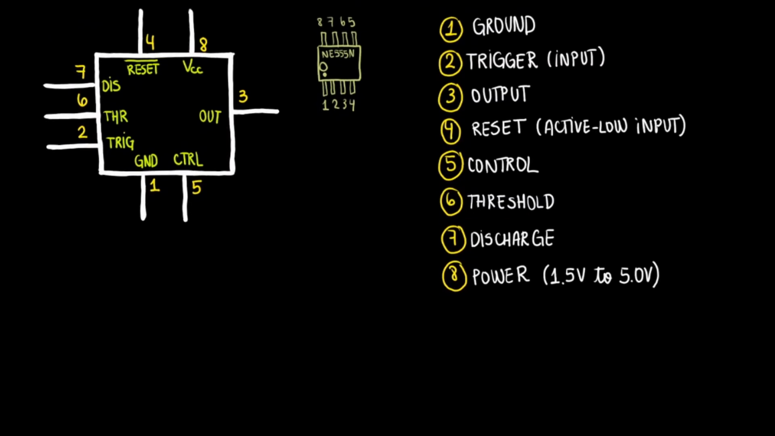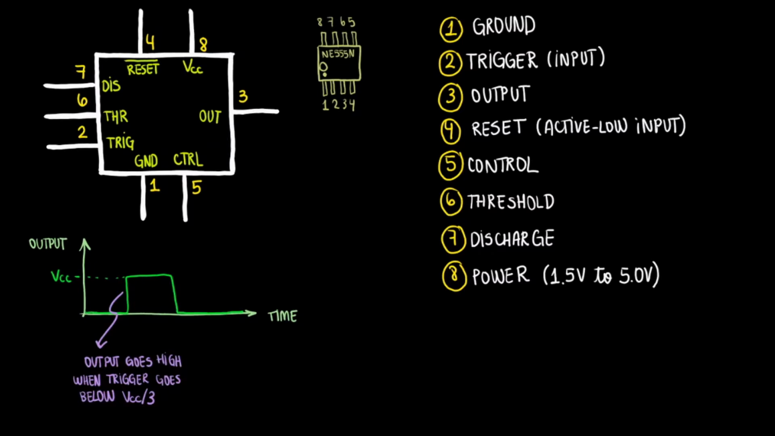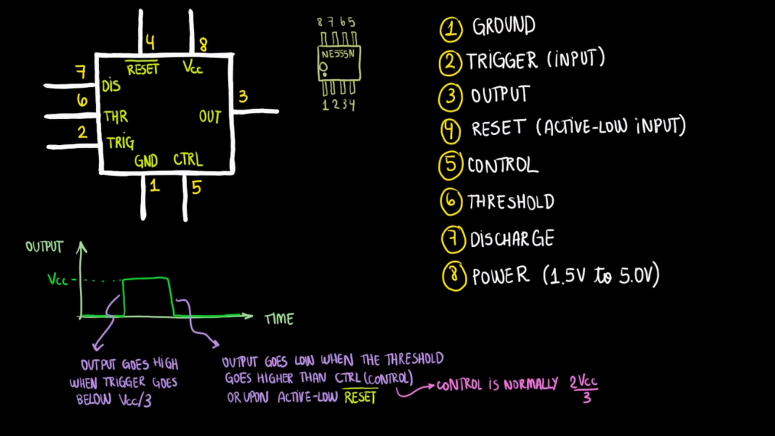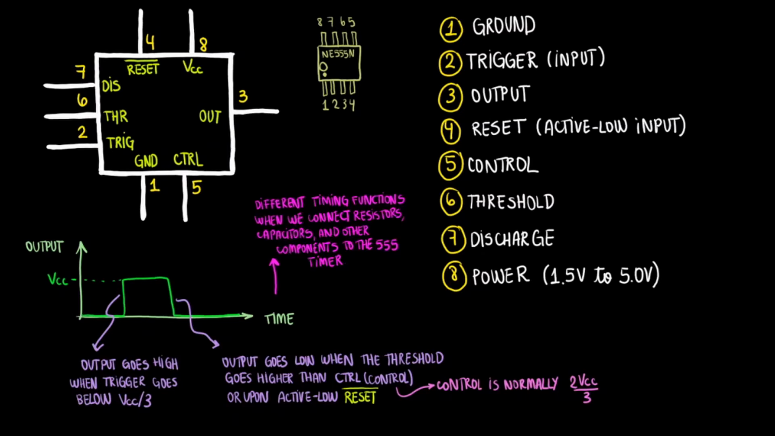One of the plots you'll be playing with is the output over time plot for the 555 timer. You should expect to see a signal that stays at 0 volts, then jumps up to the voltage of VCC and falls back down to 0 after a while. First, note that the output will jump to VCC or high when the trigger goes below a voltage value of VCC divided by 3. Then the output will go low when the threshold goes higher than the control value, which is normally 2 times VCC divided by 3. Alternatively, the output can also go low upon active low reset. You can play with the timing function by connecting resistors, capacitors, or other components between the 555 timer pins.